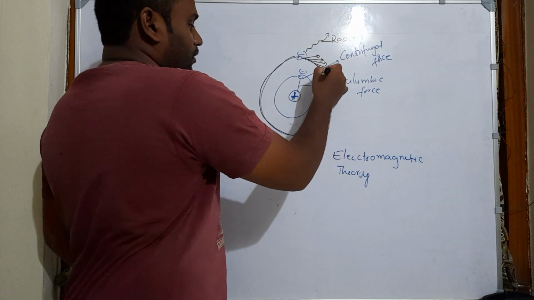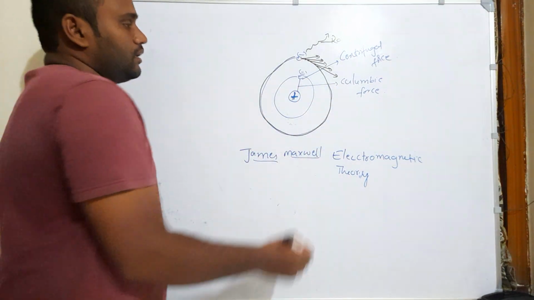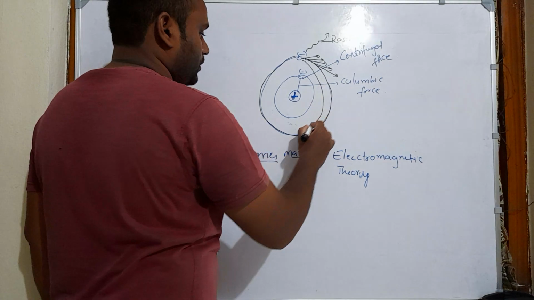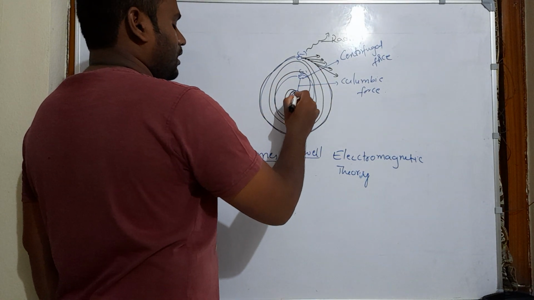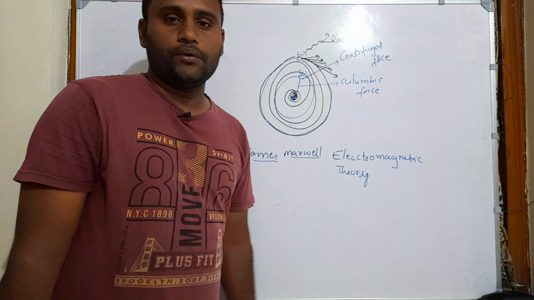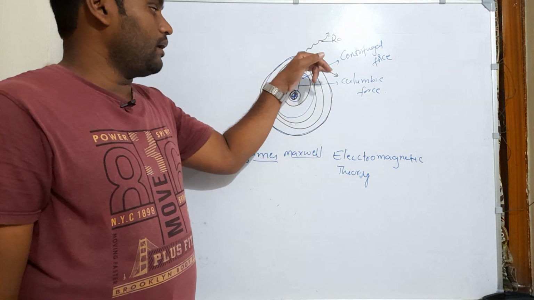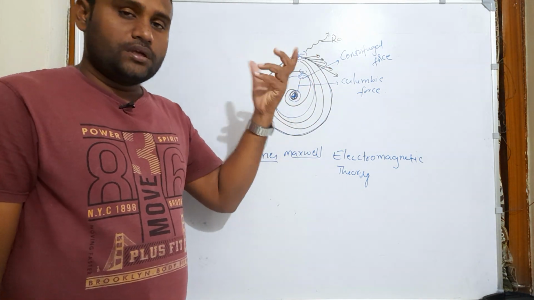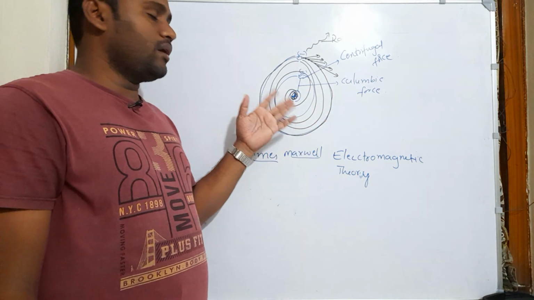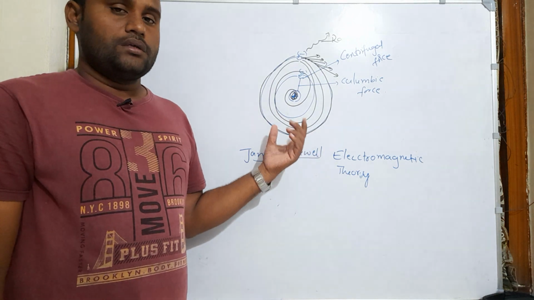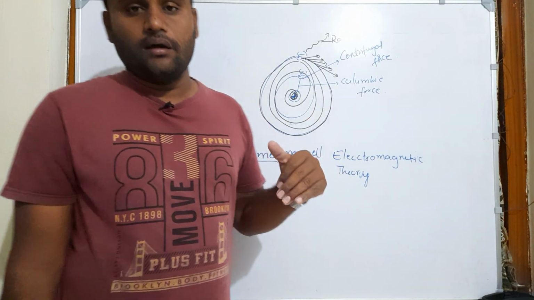So when it loses its energy, it does not revolve in a circular path, it takes a spiral path. It takes a spiral path, and ultimately it falls into the nucleus, and the atom collapses. When the electron and proton come into direct contact, they cancel out, and there would be no electron and no proton. But still we can find the electron and proton inside the atom.